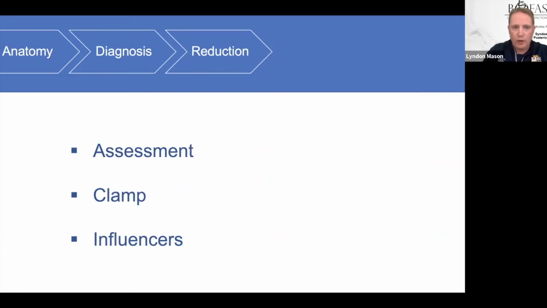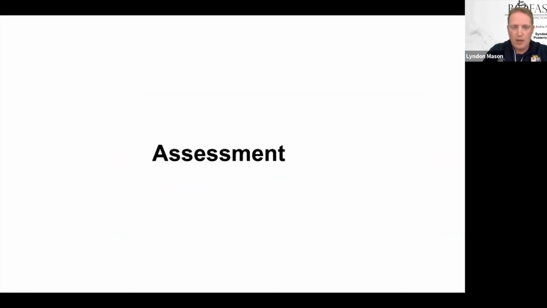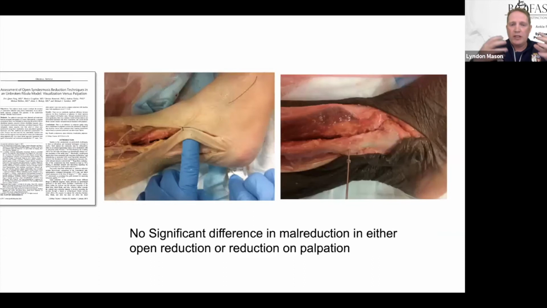Reduction. So we're going to go through the assessment, how we use the clamp, and other influences. So assessment. If you're assessing your syndesmosis reduction, you're either assessing it clinically or radiologically. Clinically, the two tests are either to look at it, and you can see where the fibula, the AITFL tubercle sits underneath where your AITFL footprint, the tibia is, but you can also palpate it.